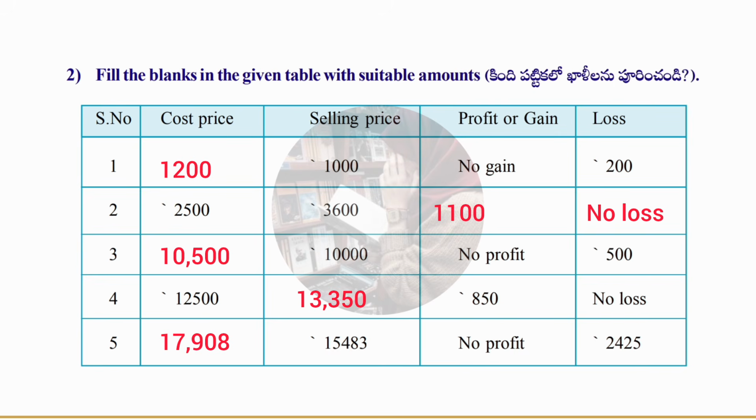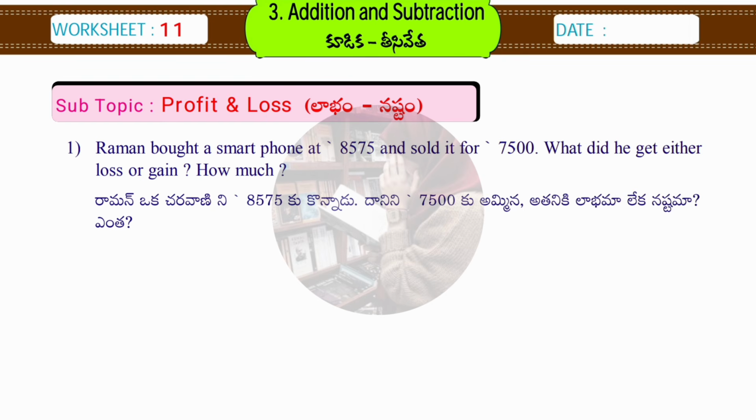Cost price is not given, selling price is 15,483, and loss is given, which is 2,425. So cost price is equal to selling price plus loss, which is equal to 17,908. That is the answer. Okay, guys, now we'll move to the 11th worksheet. Here also the subtopic is profit and loss.